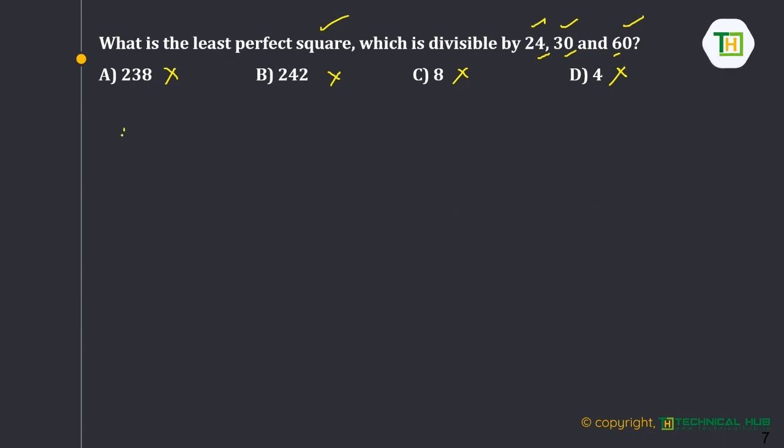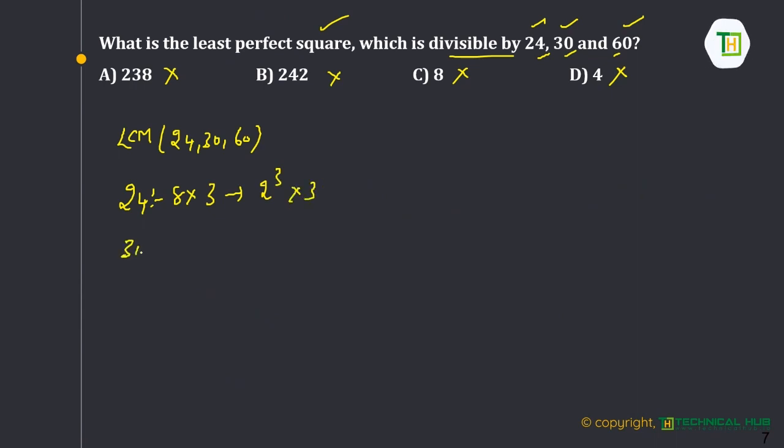What is the procedure I said? Divisible by is nothing but LCM application. So first of all, I have to get the given numbers. 24 is nothing but 8 into 3, but 8 is not a prime number, so 8 can be written as 2 cube into 3. Similarly, 30 can be written as 6 into 5. You can take any product of two numbers, 10 into 3, 2 into 15, all possibilities, but check whether the numbers are prime or not. If not, then convert those numbers into prime numbers.